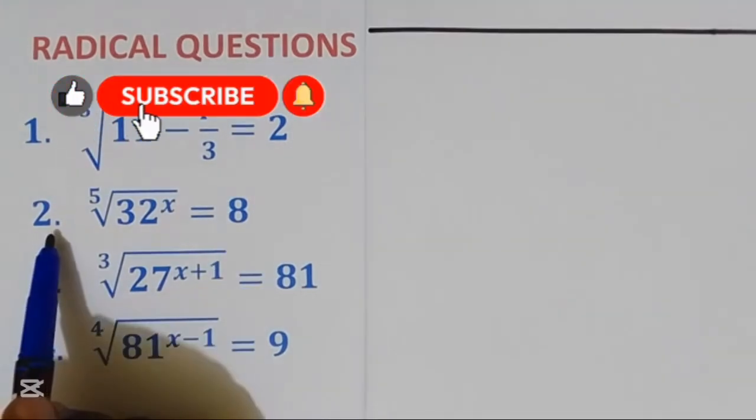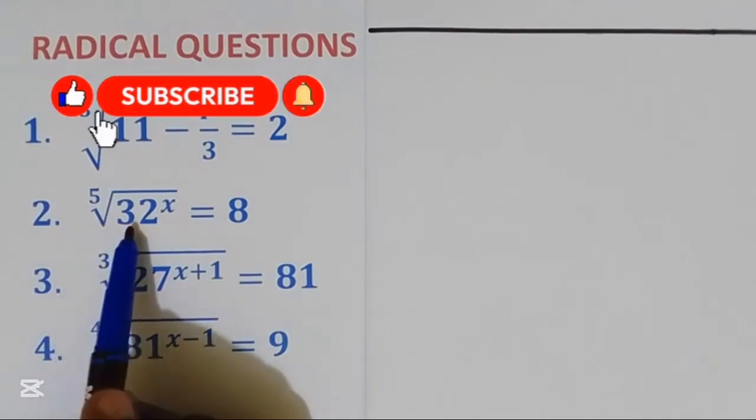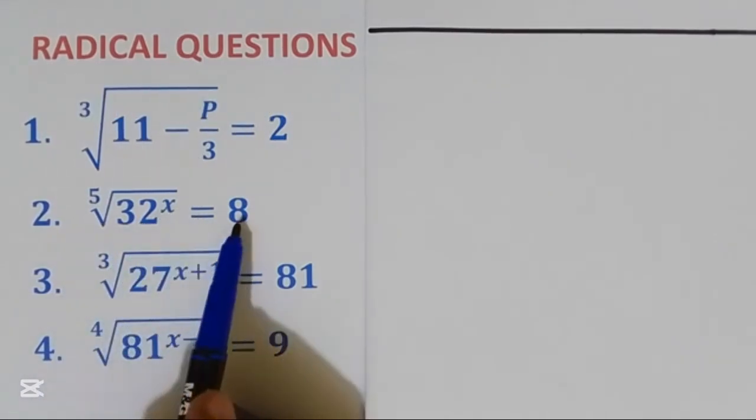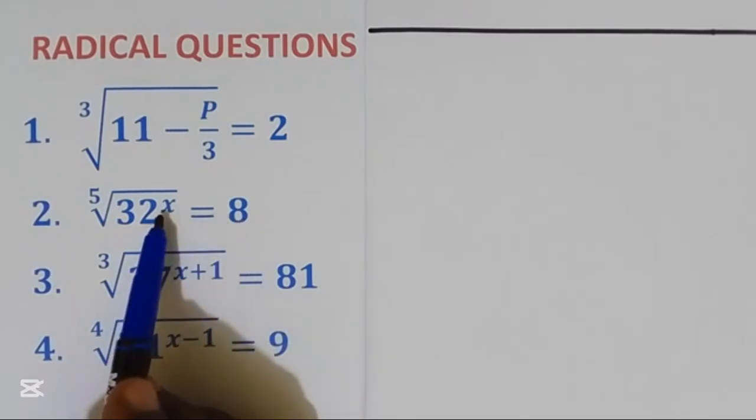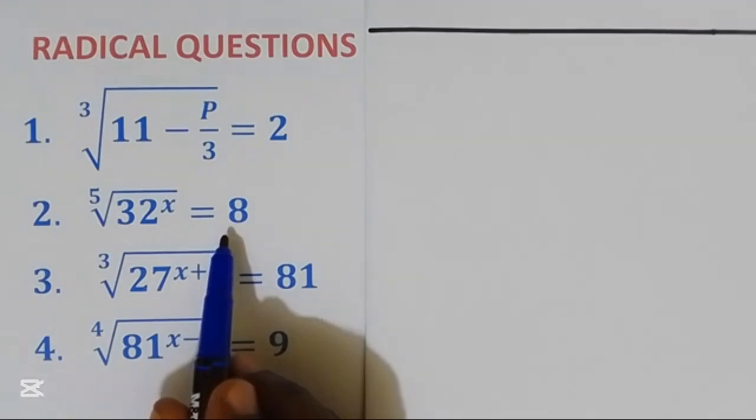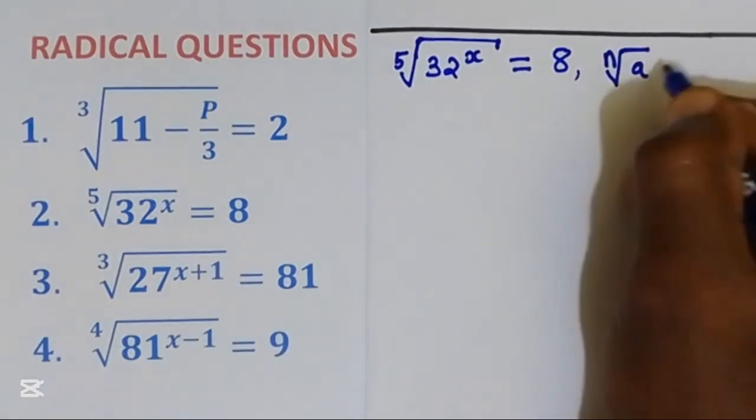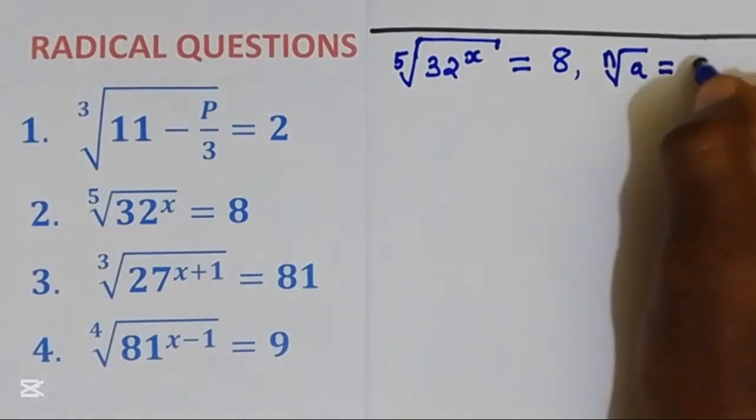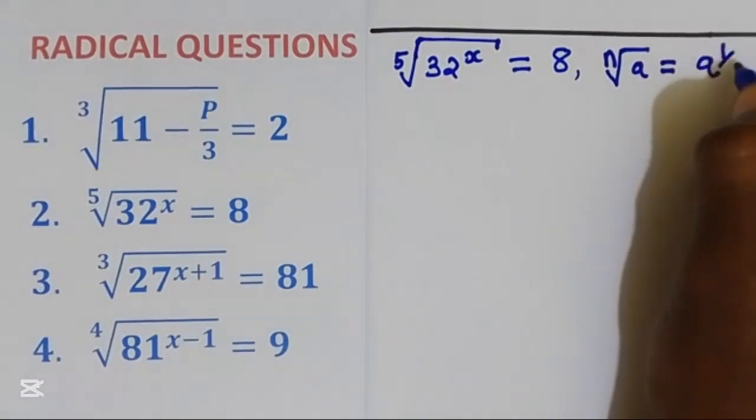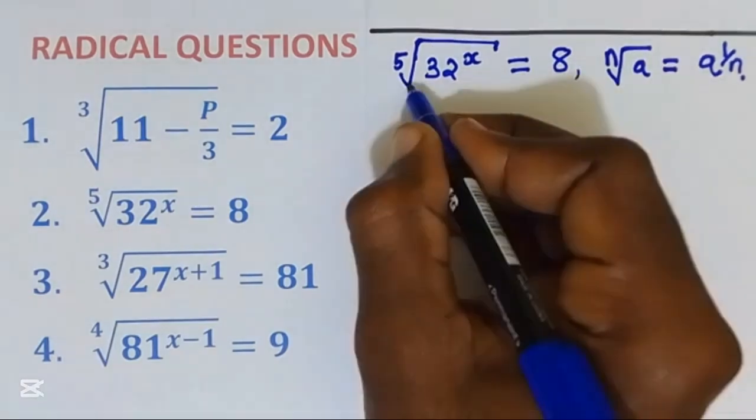Let us do question number 2. We have the fifth root of 32 power x is equal to 8. We need to solve for x. Let us express everything in the base of 2. We know that the nth root of a is equal to a power 1 over n. I'm going to use this here.